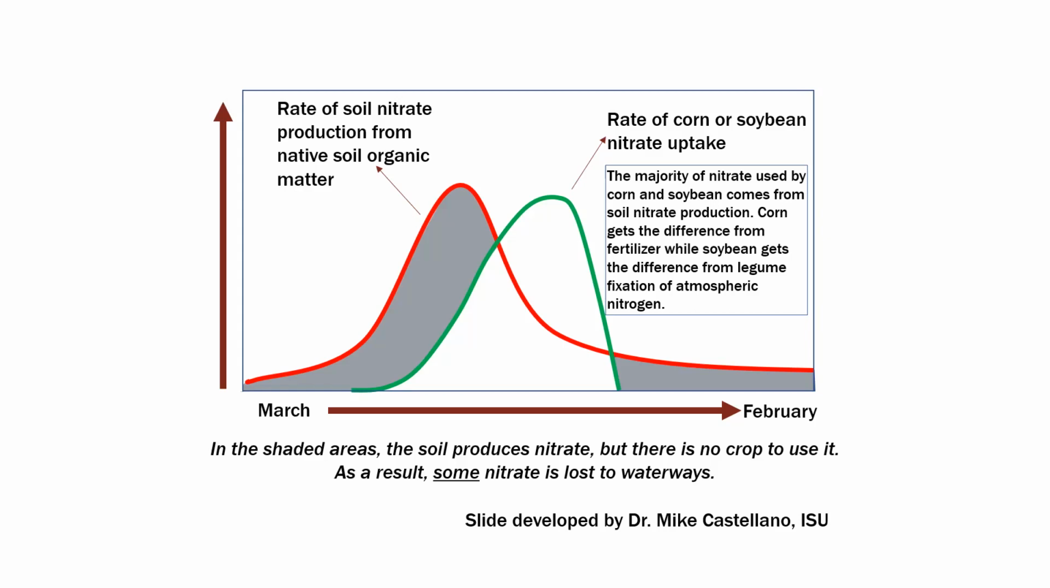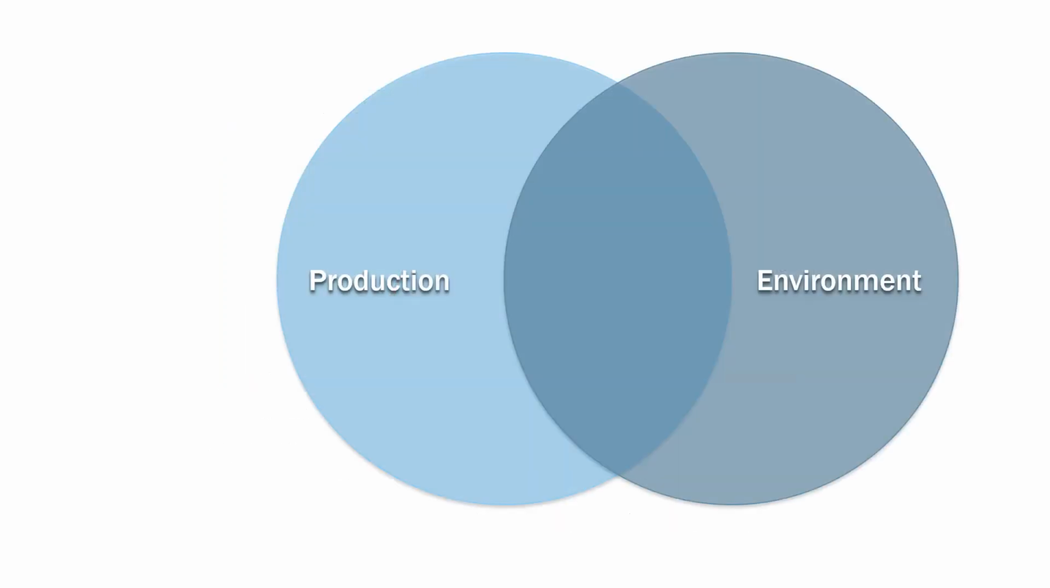But since they don't line up, the gap in between those two peaks really represents a time where we're vulnerable to losing that nitrate from the system and causing unintended consequences downstream. So when we look at the blend of production versus the environment, that overlap, we think there's a lot of room for conservation drainage to work with that production system in mind, but also to produce those environmental outputs that we want to see.